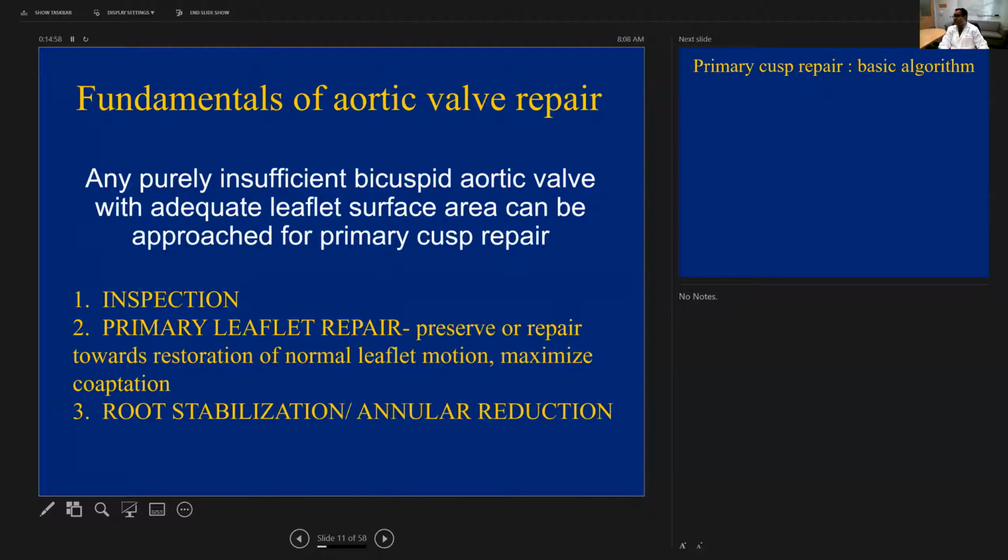I'll go through a little bit about that. The second aspect is once you inspect and you commit to the repair is to approach for primary leaflet repair. All the things you need to do with the cusp of the bicuspid leaflet itself. And the goal there is to preserve or to repair towards restoration of normal leaflet motion and to maximize leaflet coaptation. And I'll go through a little bit of the details of this. And the third concept that's very important after your primary leaflet repair work is done is some form of a root and annular stabilization and reduction. That becomes important.